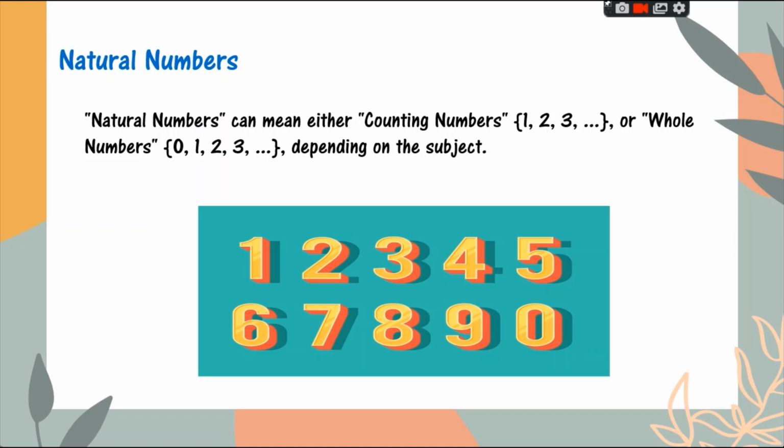Next, natural numbers. When we say natural numbers, it can mean either counting numbers, numbers that do not include 0, or it can also mean whole numbers, or numbers that include 0. So it depends on the subject.